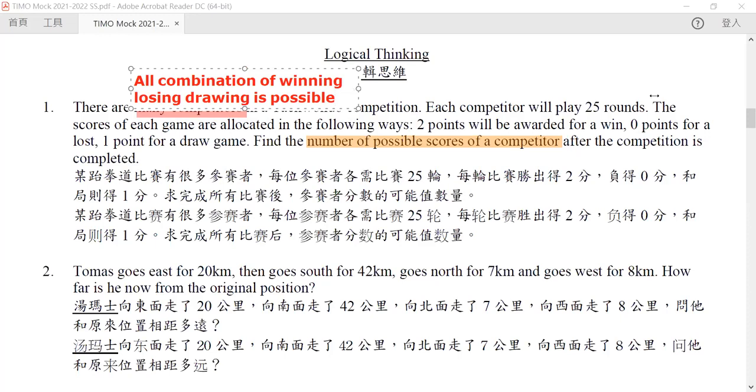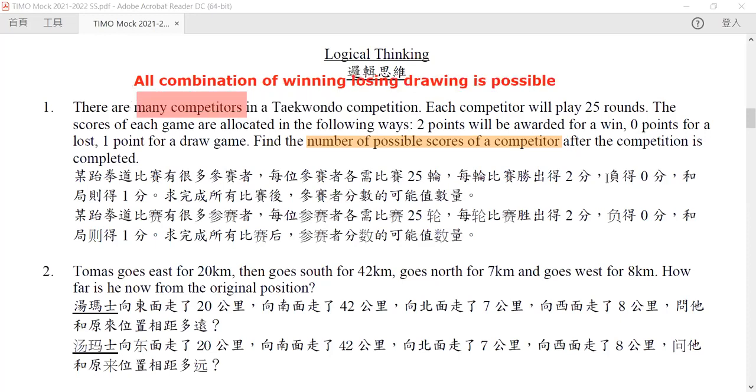Now, if we do not have that many people in here, then the number of winning and losing and drawing may be limited. For example, if there are only 2 people here, if one of them wins, then the other loses, then no one is going to draw. The keyword in this question is there are many competitors, which means that we can safely regard all combinations of winning, losing, and drawing for these 25 rounds as possible. Okay, this is very important.